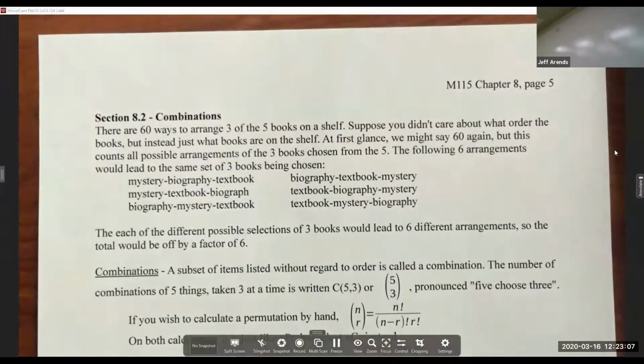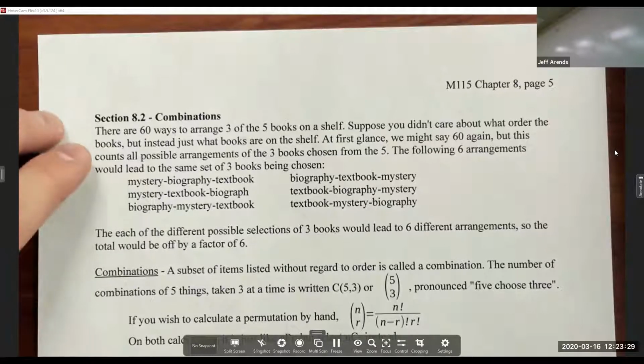All right, section 8.2, combinations. Before, we were talking about permutations, the number of ways you can arrange things. But combinations says, okay, what happens if we don't care about the arrangement? I only care about the number of ways that I could do something, without arranging them.